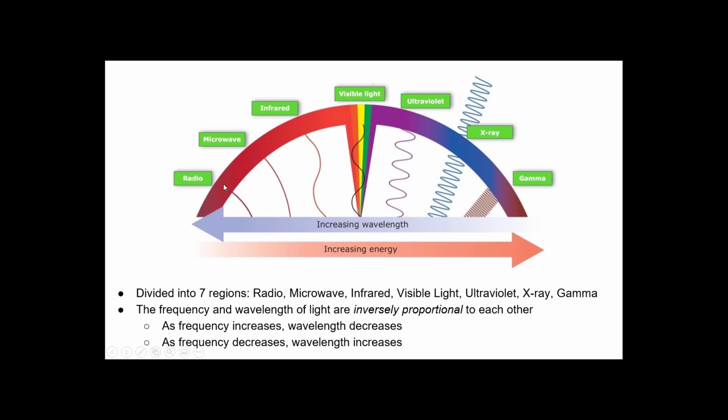You can see radio is kind of just a line or a slope, and then microwave starts curving more. In infrared, you get a curl, and in visible, we get more curls, and then it just gets into a spiral until it's just a tight curl here. So there are 7 regions: radio, microwave, infrared, which is IR, visible light, ultraviolet, which is UV, X-ray, and gamma. And again, the frequency and the wavelength of light are inversely proportional. As frequency increases, the wavelength decreases because you want small waves. That's what these arrows show: increasing energy, increasing wavelength.